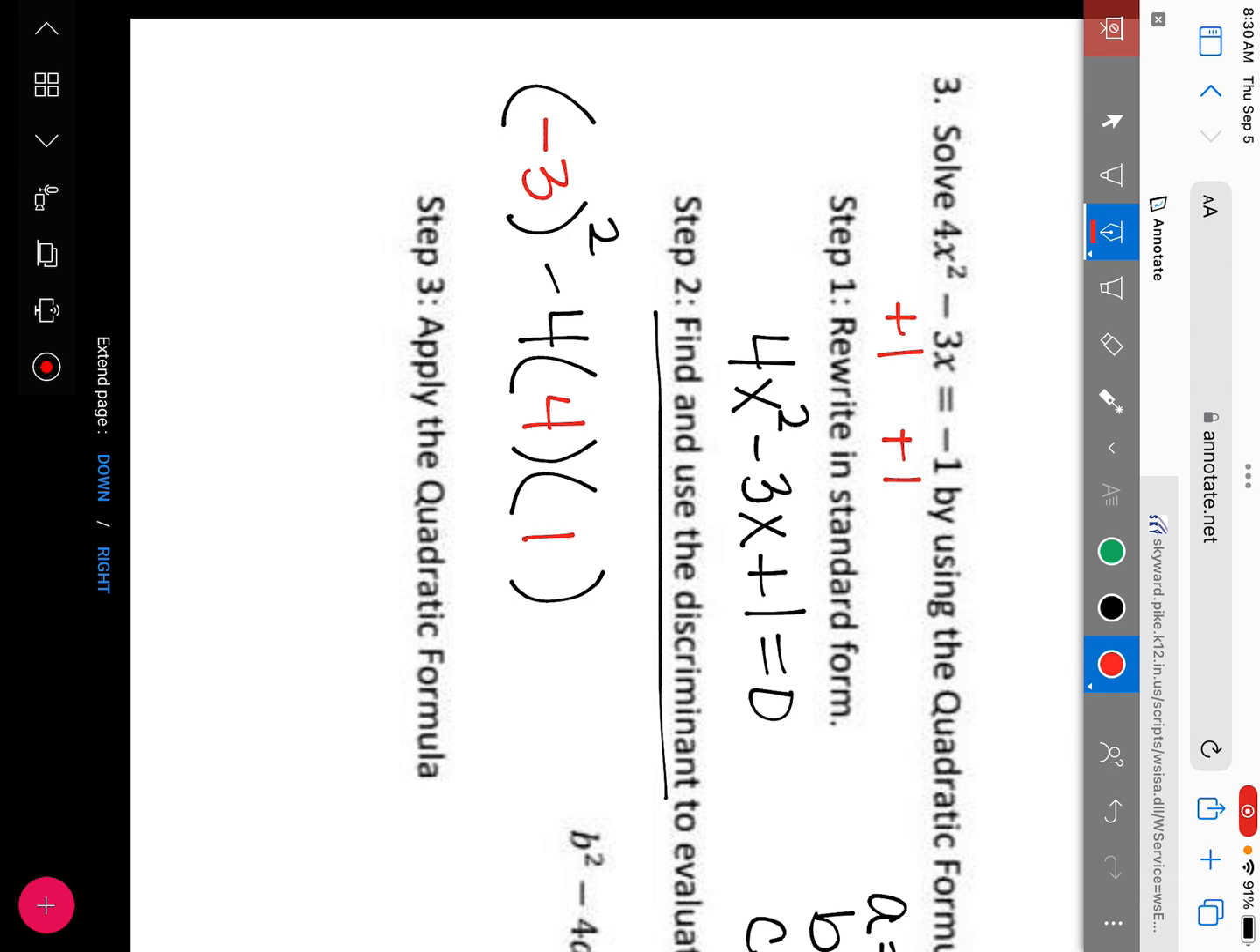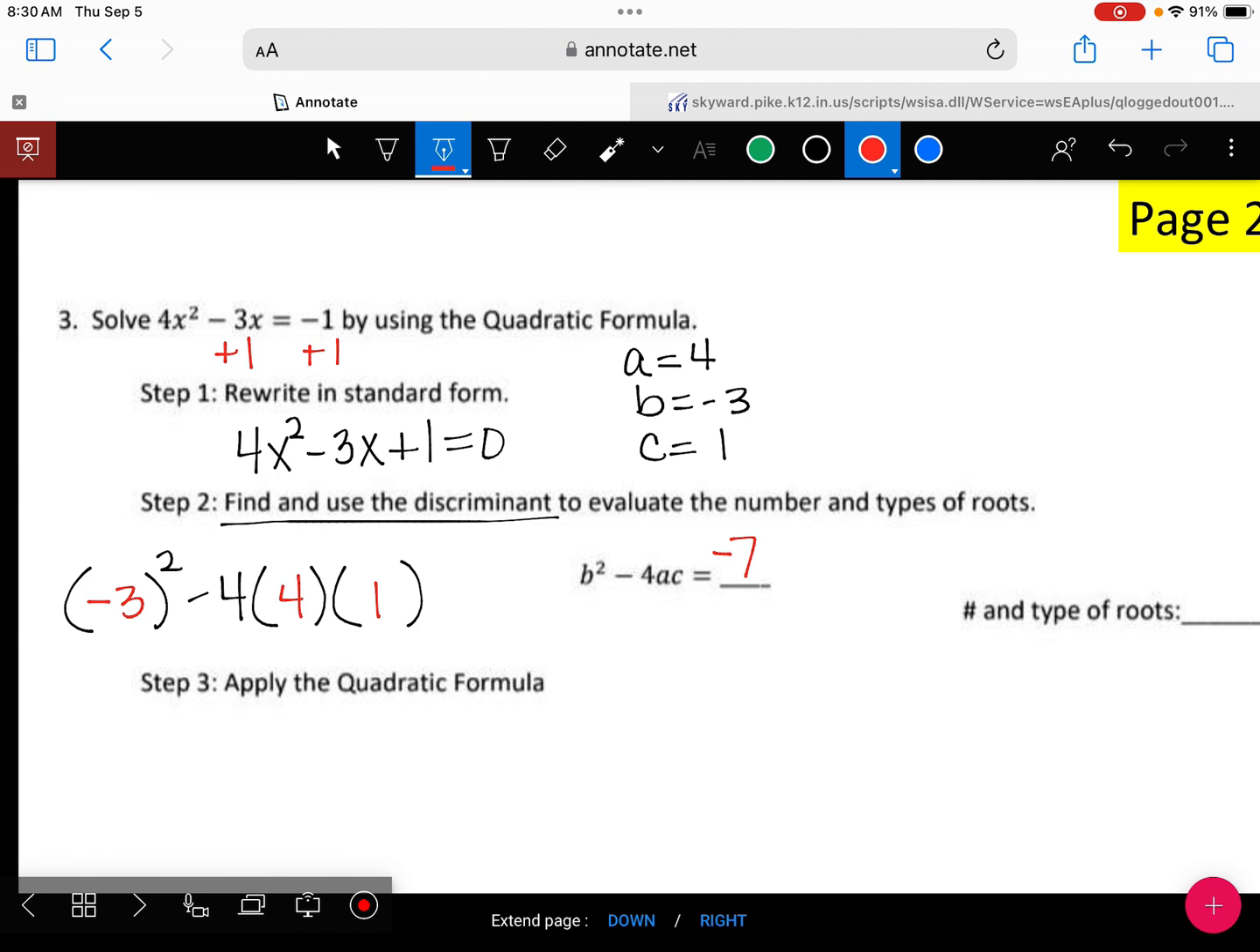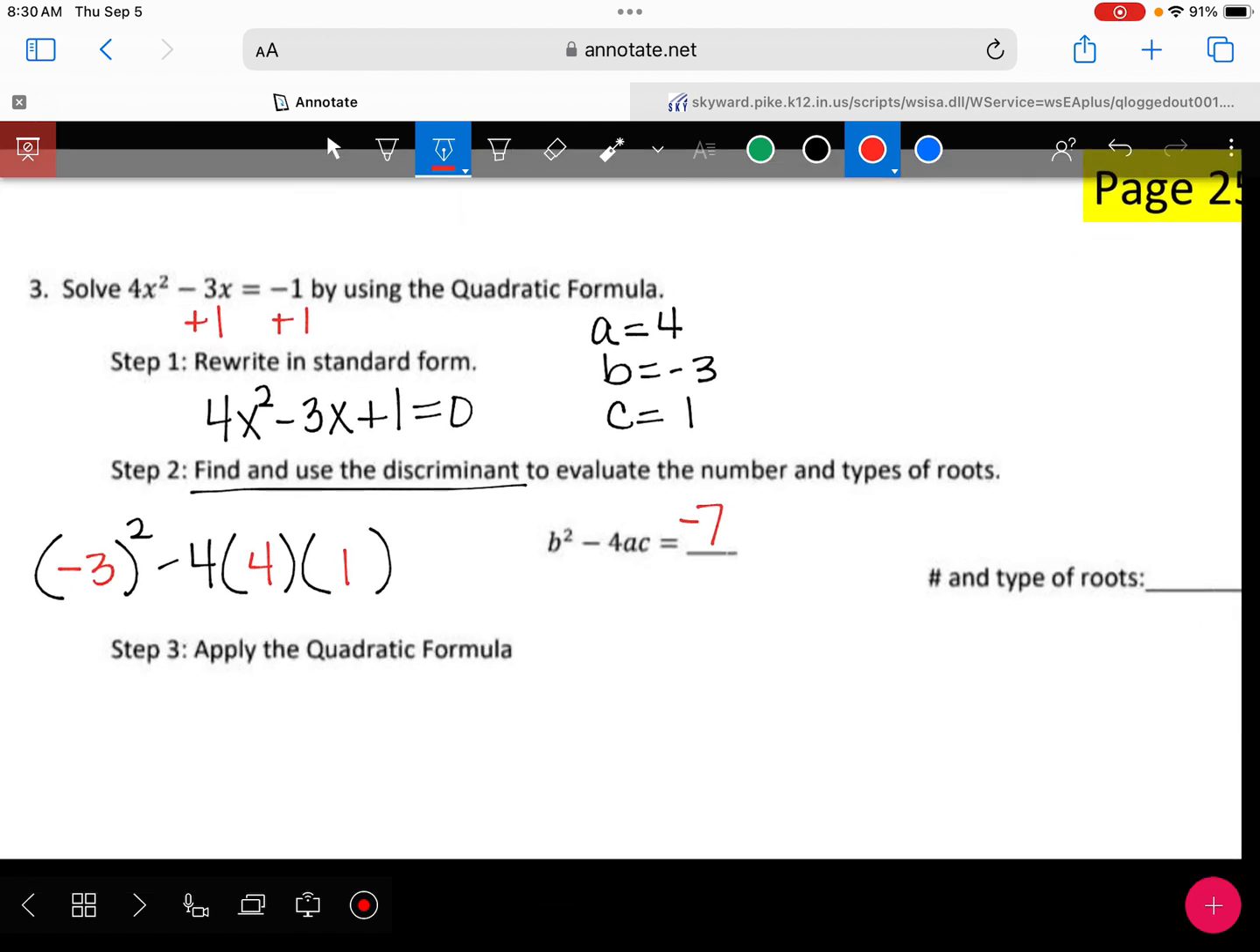All right, what did you all get? -7. Anyone else get -7? All right, ooh. I didn't mean to turn my screen. Okay, so because it's a -7, what does that mean? How many solutions do we have? Yeah, we have no real solution. So we have 0 real solutions, which is the same thing as saying 2 imaginary solutions.